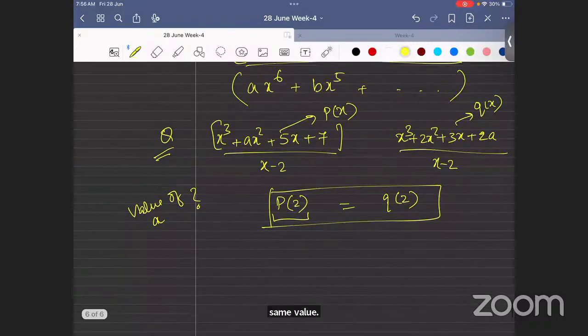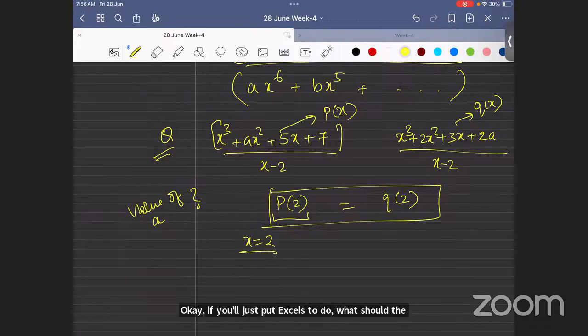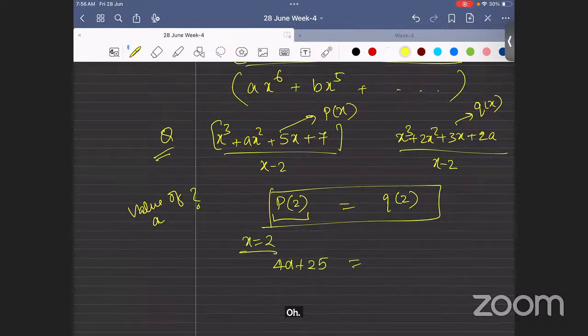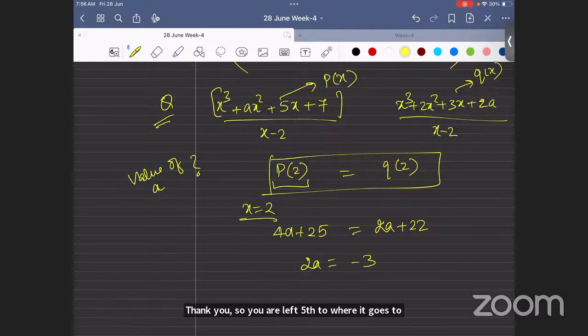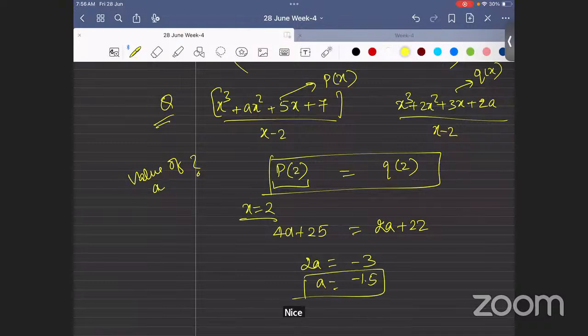If you put x equals 2, what should be the value of the polynomial? px will be left with 4a plus 25. Similarly for qx, what should be the value? 2a plus 22. So you are left with 2a equals minus 3, so a equals minus 3 by 2.